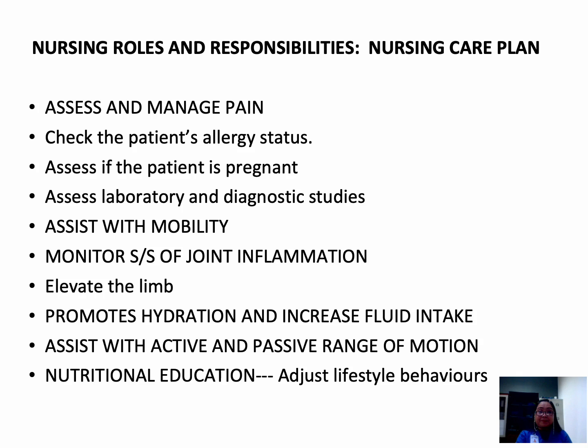Adjust lifestyle behavior. Gouty attacks can be minimized by reducing risk factors such as intake of alcoholic beverages, sugary drinks, and high purine foods such as red meats and some seafood for that matter.